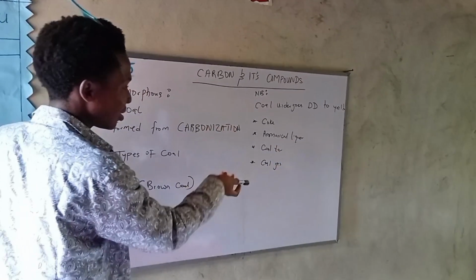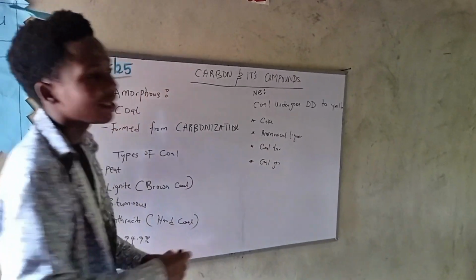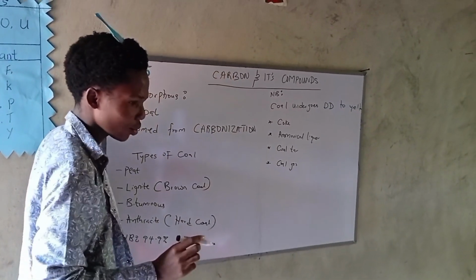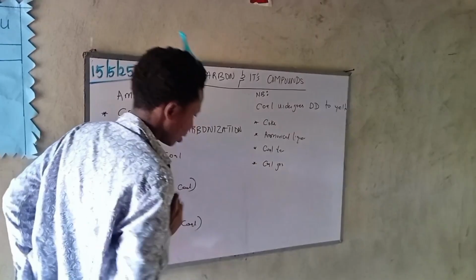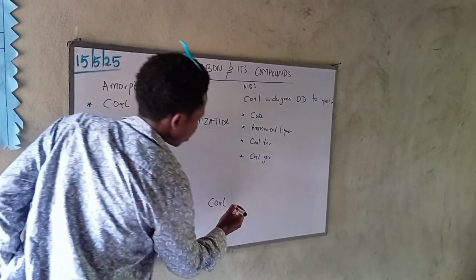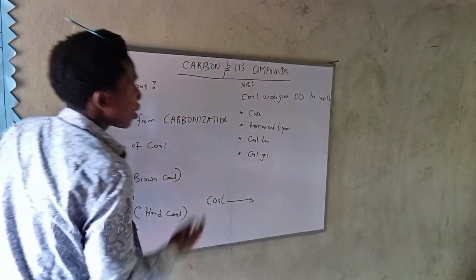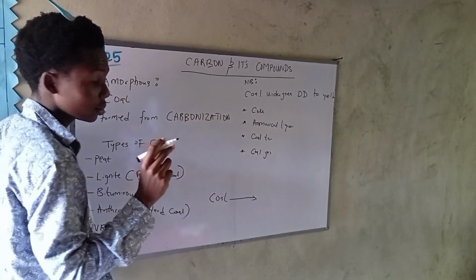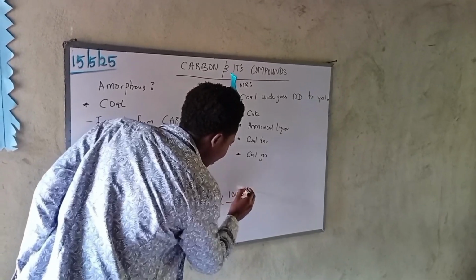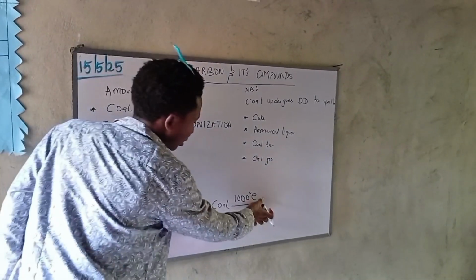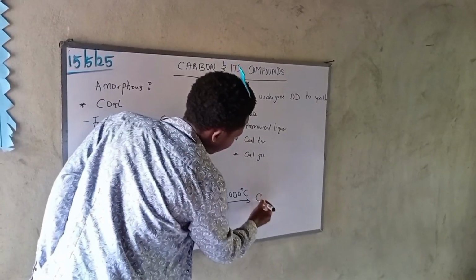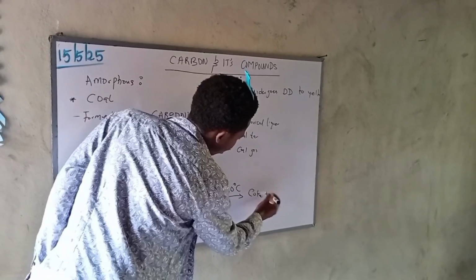Ammonical liquor, coal tar, and coal gas. Now, note this. This process only occurs when coal undergoes destructive distillation at what temperature? It must be 1000 degrees Celsius to yield what we have as coke plus what?